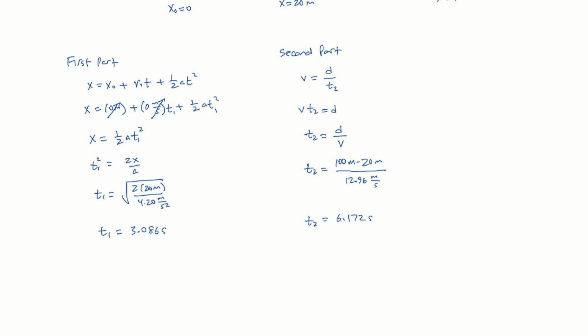6.172 seconds. Now the total time t is going to be t1 plus t2. So that is going to be 3.086 seconds plus 6.172 seconds. This makes 9.258 seconds, and so to 3 sig figs, it is 9.26 seconds.